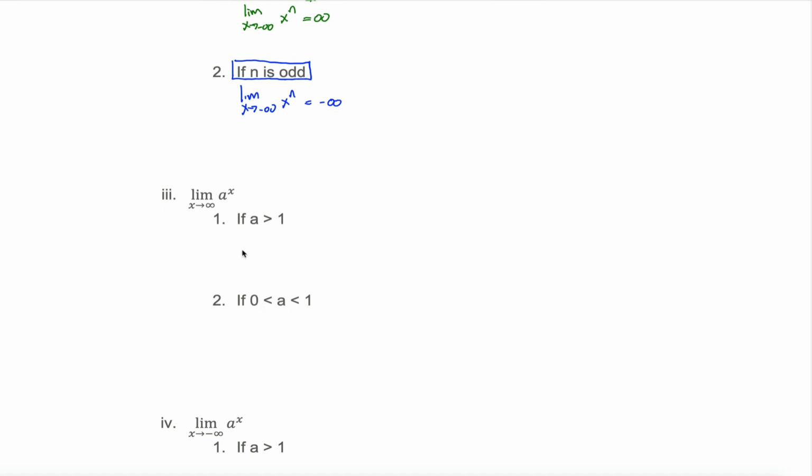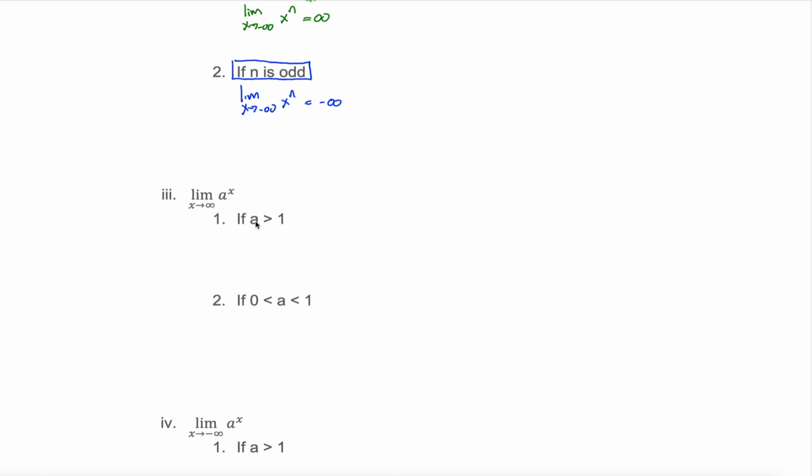We're never going to care about when a is equal to 0, because if a is equal to 0, this expression equals 0 no matter what the value of x is. Nor are we going to care about what happens when a equals 1, because if a equals 1, this expression is equal to 1, because 1 to any power equals 1. And things just aren't that interesting.